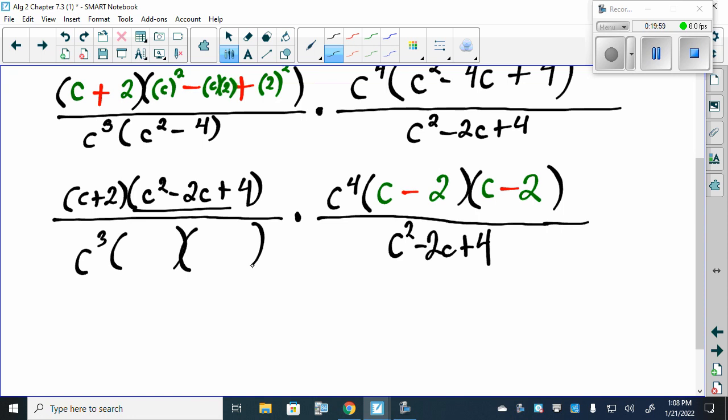Any questions on this here before we look at the last one to factor? Well, the last thing we need to factor is c squared minus 4. Well, c squared minus 4 is a difference of perfect squares.